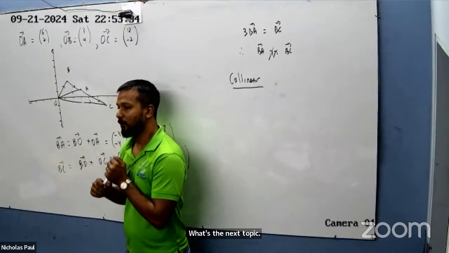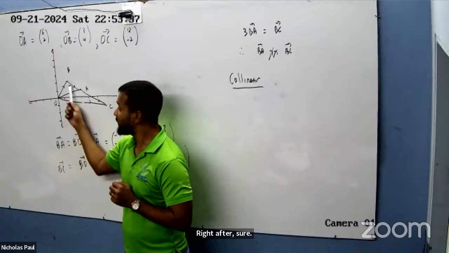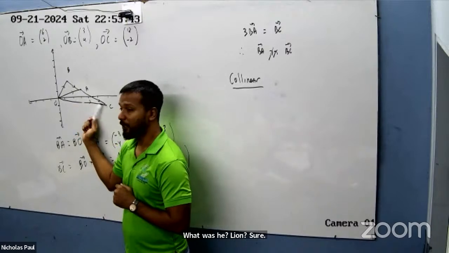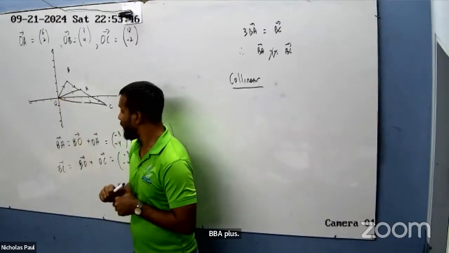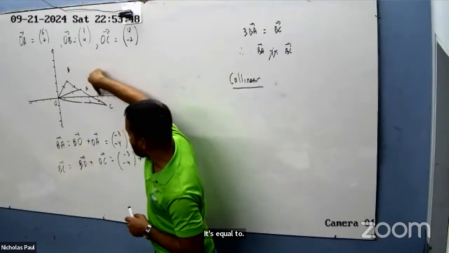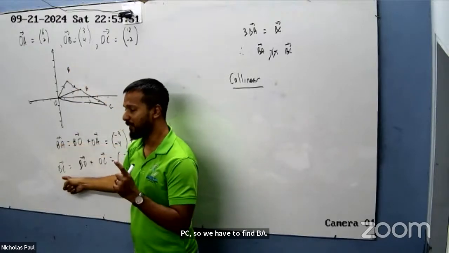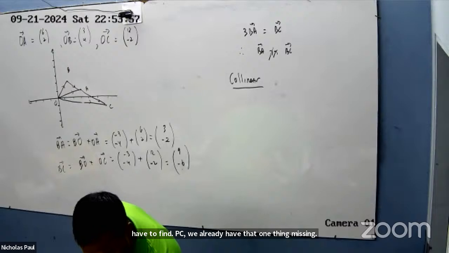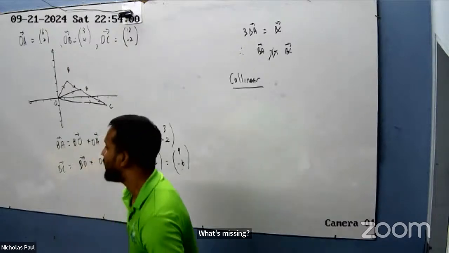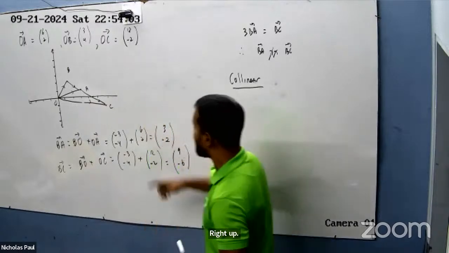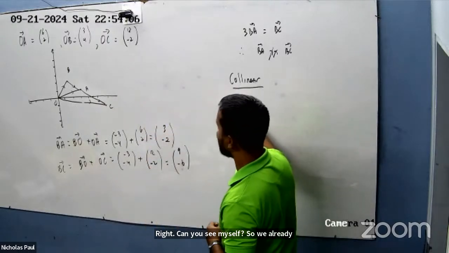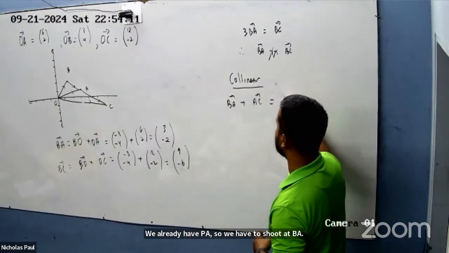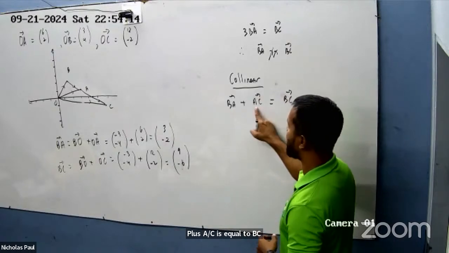What do you have to show? Well, what's the line? Show that BA plus AC is equal to BC. So we have to find BA, we have to find BC, we already have that. One thing missing. What's missing? AC is missing. So we already have BA, so we have to show that BA plus AC is equal to BC. We have this, we just need this.